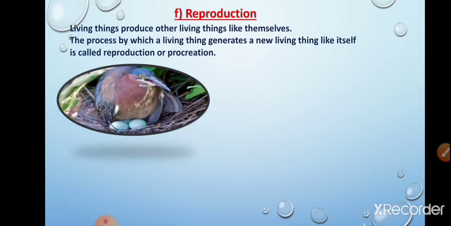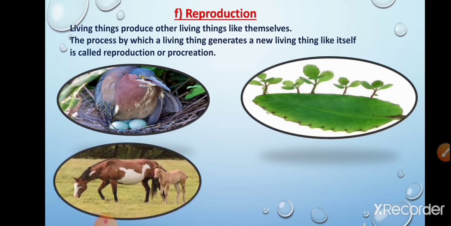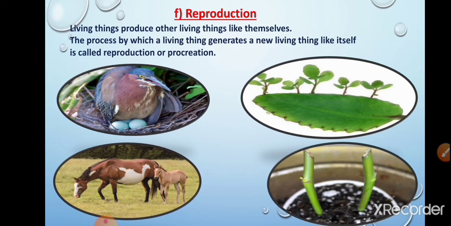Some examples. Some animals lay eggs. Their young ones hatch out of the eggs. Example, birds. Some plants reproduce from the leaf. Example, the bryophyllum plant. Some animals give birth to their young ones. Example, a mare and her foal. And lastly, some plants are produced from the stems. Example, the rose plant. So, reproduction is a characteristic of living things.